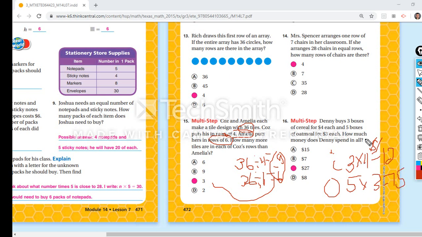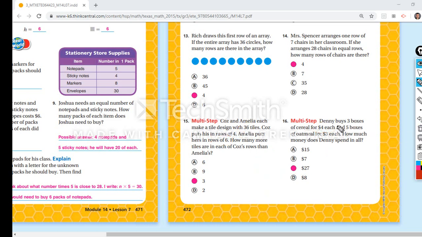How much money does Danny spend in all? So I just have to add those two numbers. 15 plus 12 is 27. Your answer is 27. So notice as I'm reading it, I'm already seeing what's happening here. 3 boxes at $4 each. 5 boxes at $3 each. And I know what kind of question they're going to ask me. And you should already be able to see it. And I know you're seeing it.